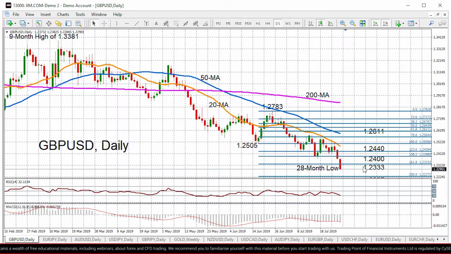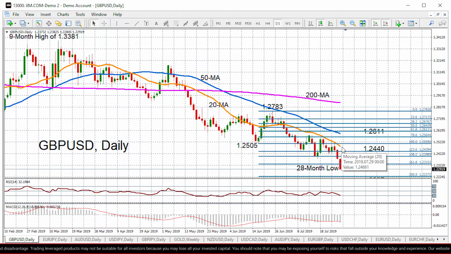So if we do see prices turning higher, the initial key resistance to watch out for is the 1.24 handle. That's the 138.2% Fibonacci. So if prices were to reclaim the 1.24 handle, that would help shift the near-term picture to a more neutral one. And then if we do see further gains towards the 20-day moving average at 1.2486, that would help shift the picture to a slightly more positive one.